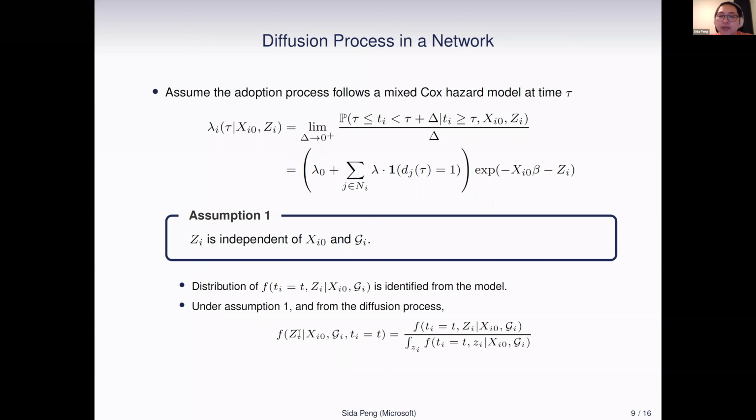With this notation and an additional assumption on Zi, that Zi is independent of Xi0 and Gi, we can estimate the joint distribution of Ti and Zi. That will allow us to back out the distribution of the unobservable Zi from this Bayesian equation.